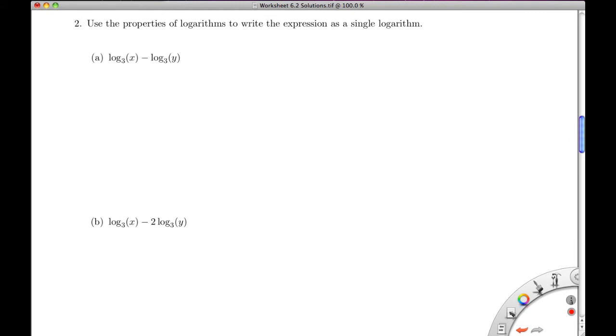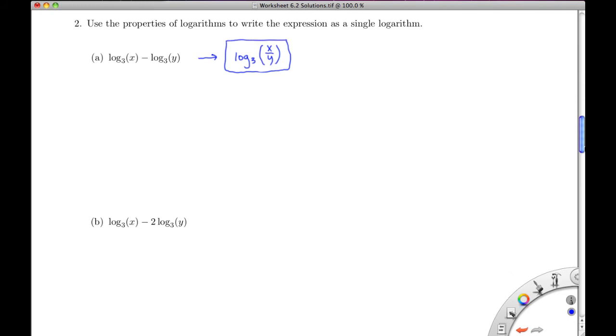So we'll start with part A here. We're asked to write the following as a single log. We've got the log base 3 of x minus the log base 3 of y. So we've got the difference of two individual logs. We know that we can rewrite this as a single log in the following manner: the log base 3 of x divided by y. And then that would be our solution for this one.